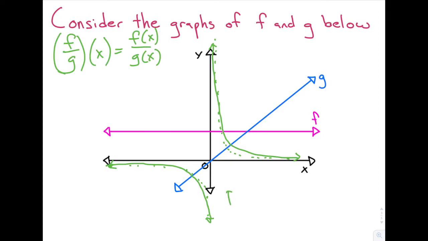So in this case, the domain will be negative infinity to 0, union 0 to infinity. Notice that this is not just the intersection of the domains of f and g, but it's the intersection of the domains of f and g, excluding any x values, any inputs that might create problems for the denominator of this particular combined function.